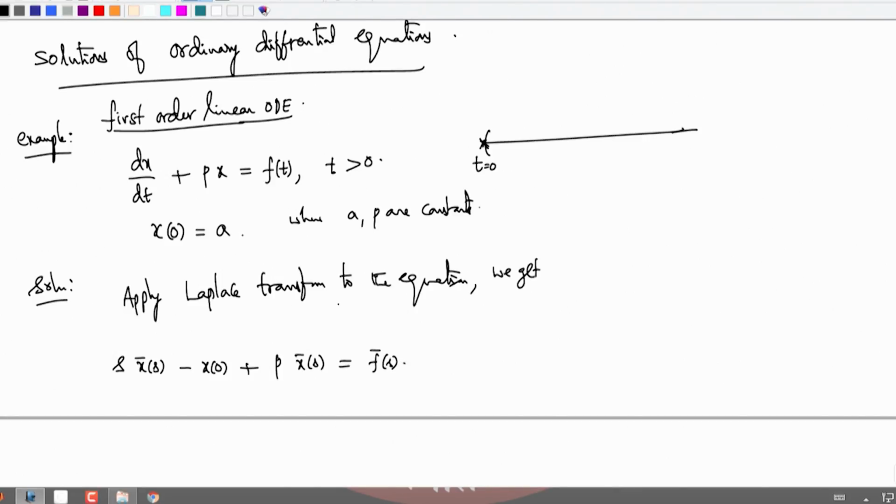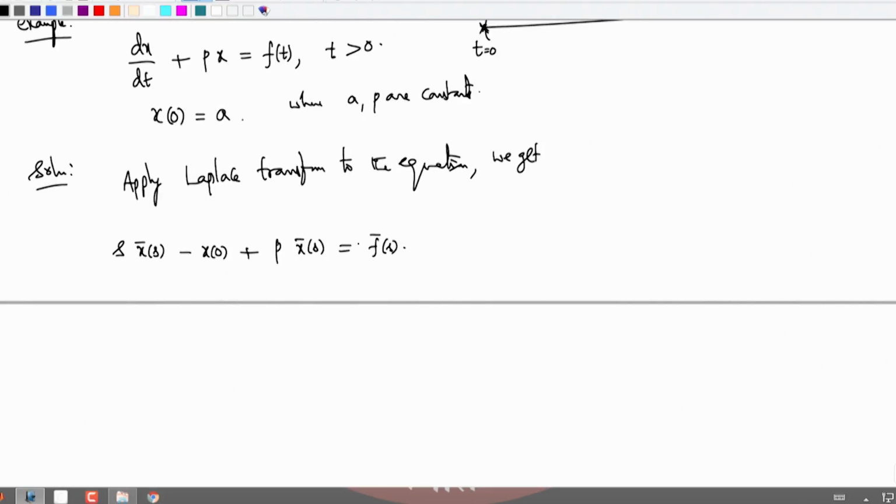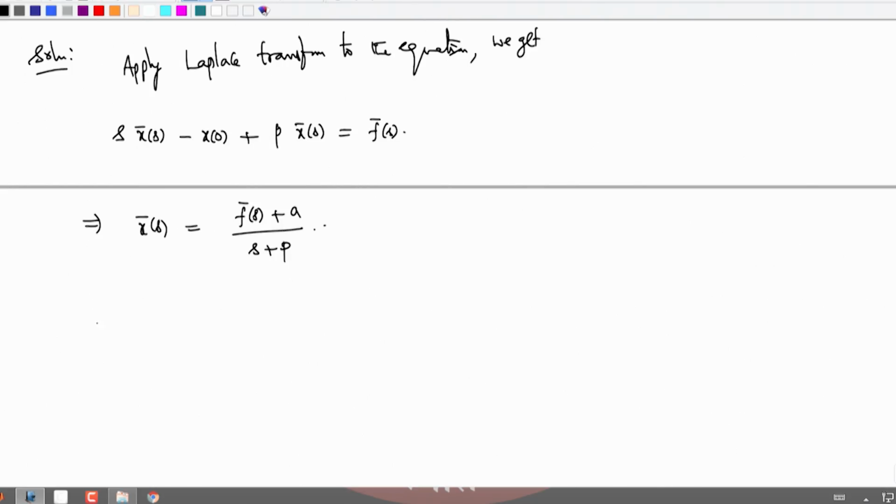Assume that f of t is such that its Laplace transform exists. Now you have x of 0, you can use the initial value here, that is a. So, you have x bar of s equal to f bar of s plus a divided by s plus p. Now we can take the inverse transform, taking the inverse transform to get the solution.